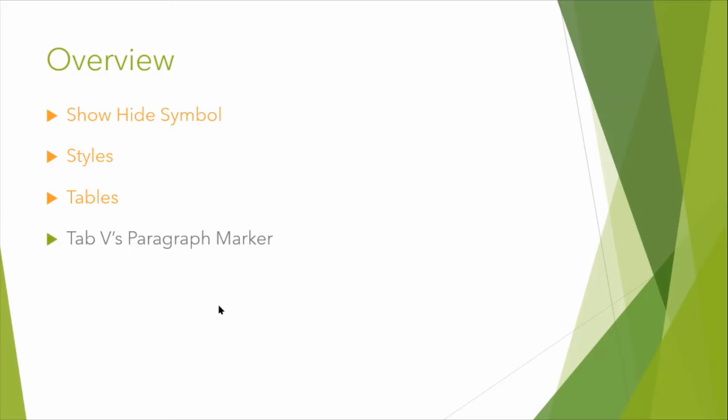Tabs, to tab or not to tab. Avoid tabbing. Avoid using left align, center tab, right align tab. The only tab you really would want to be using is the decimal tab marker. So instead of using tabs, use a table instead. So I'll show you some of the common things that people don't quite understand about what works with the tabs, and also the paragraph marker.